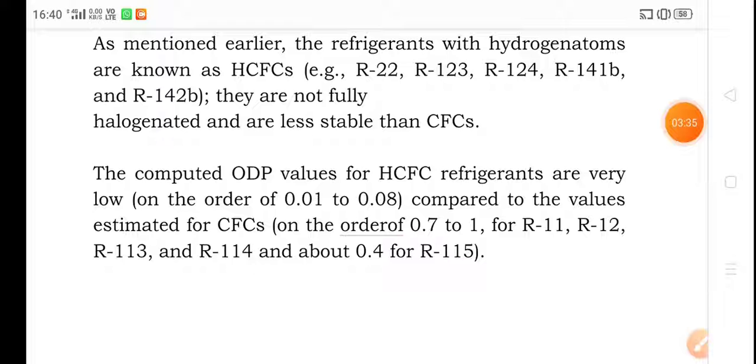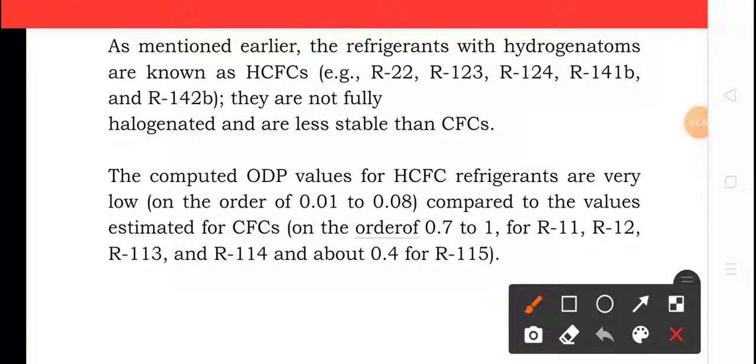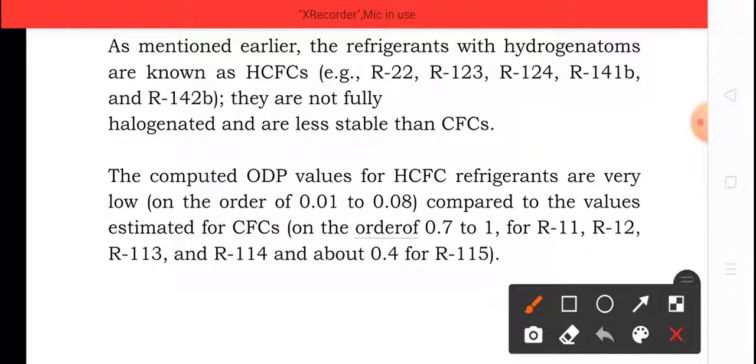Here it is shown that the computed ODP values of HCFC refrigerants are very low. Means ozone depletion potential values of HCFC are 0.01 to 0.08, which are very low, and for the CFC are 0.7 to 1. It is very much high. So we cannot use CFC.